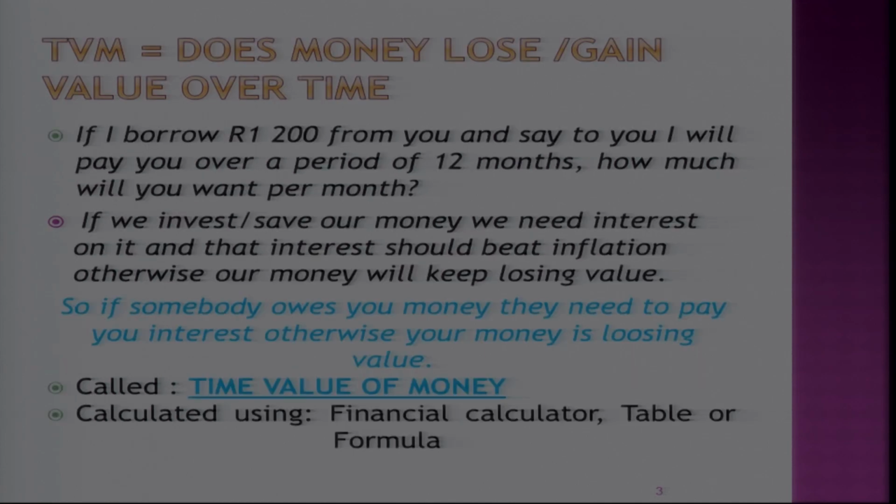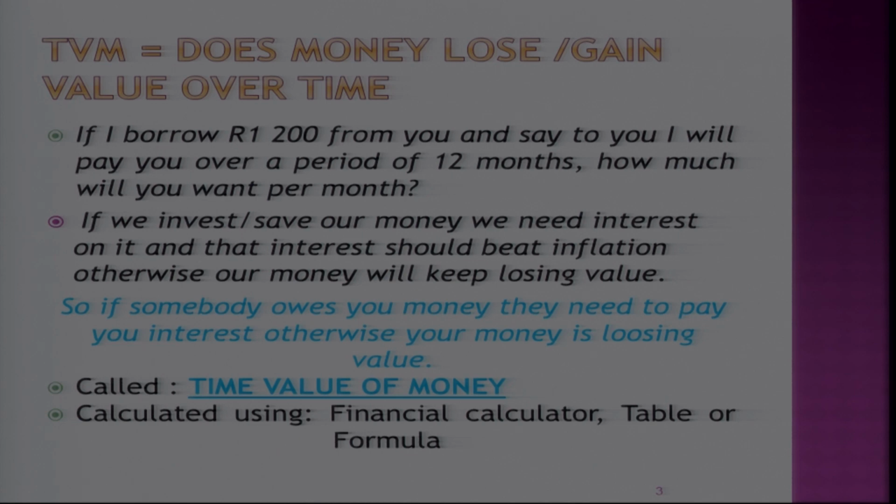Okay, so time value of money basically determines that money loses value over time. So if I borrow 1,200 from you and say that I will pay you back over 12 months, how much will you want me to pay you per month? If I pay you 100 Rand per month, it means that the 1,200 that you lent me at the beginning of the year will not be able to buy the same amount of goods at the end of the year because of time value of money.